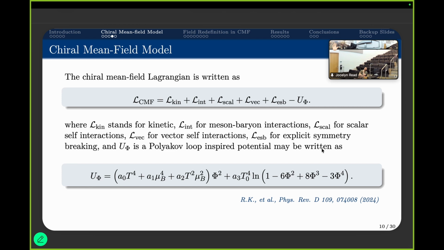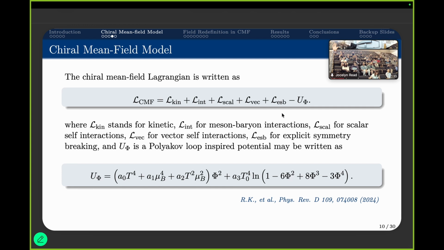So what about the Lagrangian of the CMF model? It is very simple. We have kinetic energy terms of different mesons and different baryons. Then we have interaction terms, for example the meson-baryon interaction with the coupling constant. We have scalar self-interaction terms like sigma squared, zeta squared, and similarly we have vector meson self-interaction terms.